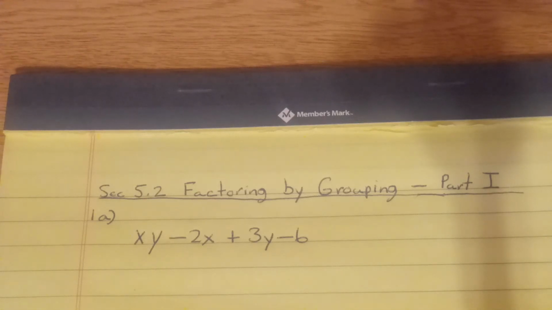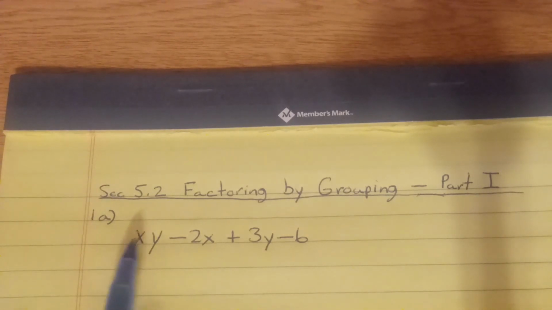Hello class, today we're going to go ahead and take a look at section 5.2, factoring by grouping. This particular type of factoring doesn't initially have a GCF, so that's the main difference between this and our previous section, section 5.1. We are going to notice something that is a little bit different on these. Typically they're going to have 4 terms, and you'll notice right away that they're not going to have a GCF in common.